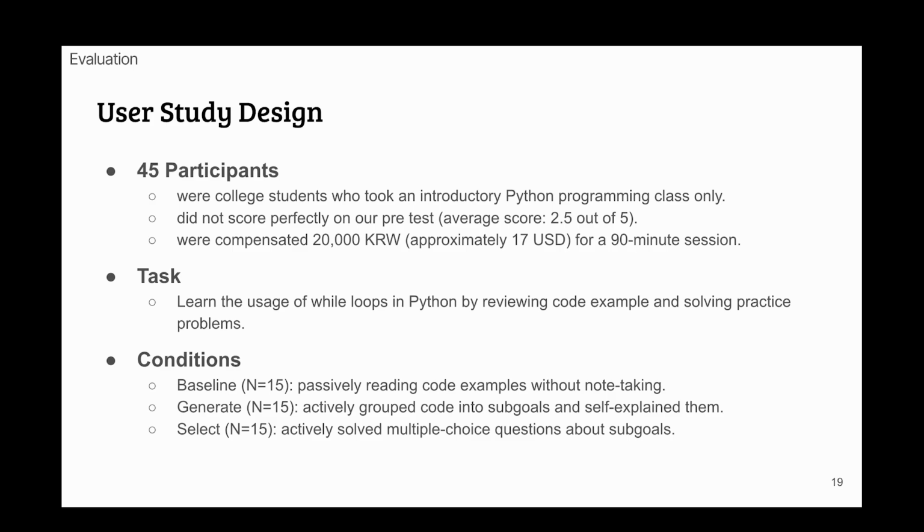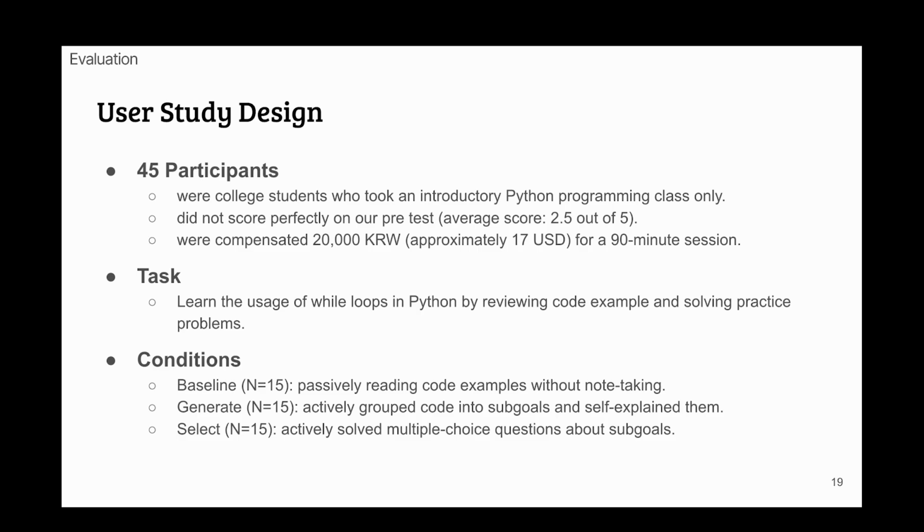We filtered out those who scored perfectly on our pre-test and compensated participants with $17 for a 90-minute session. The participants were asked to learn the usage of while loops in Python by reviewing 3 code examples and solving practice problems. Participants were randomly assigned to one of 3 conditions.